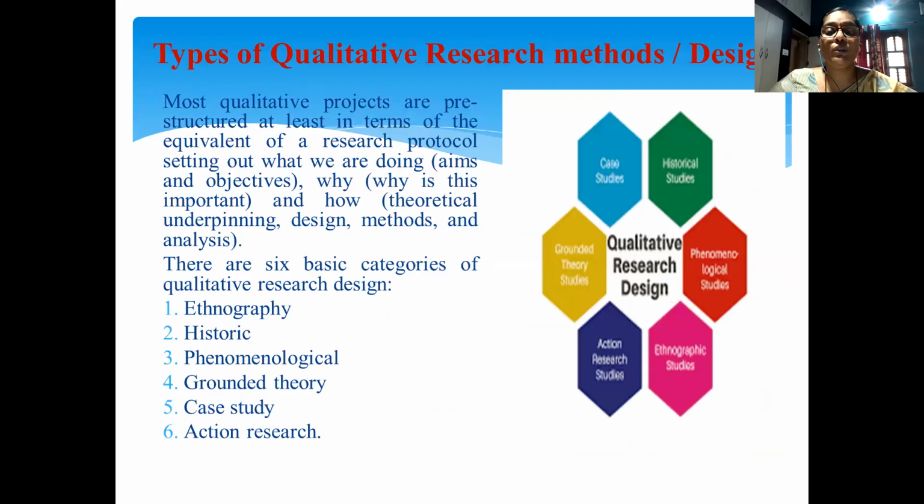The types of qualitative research method. Most qualitative projects are pre-structured, at least in terms of the equivalent of a research protocol, setting out what we are doing, why, and how. There are 6 basic categories of qualitative research design. These are ethnographic, historical, phenomenological, grounded theory, case study, and action research.